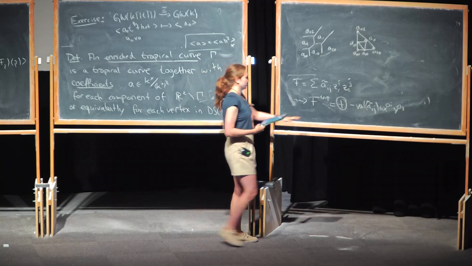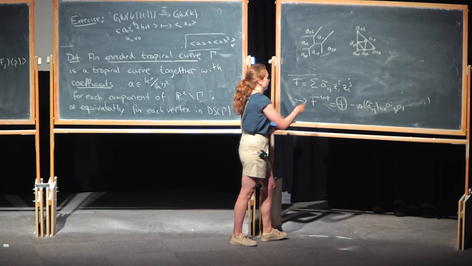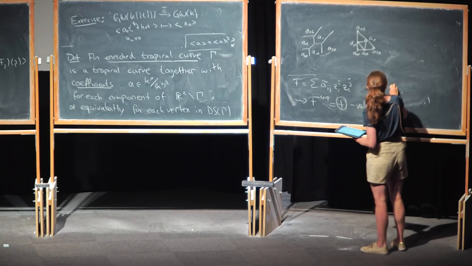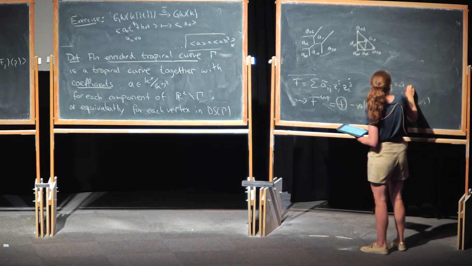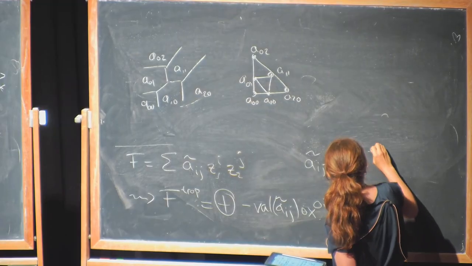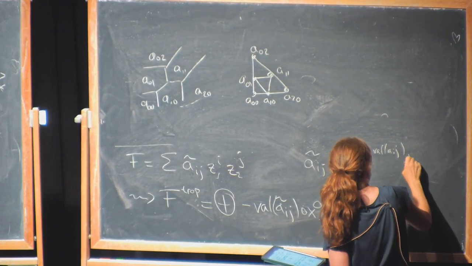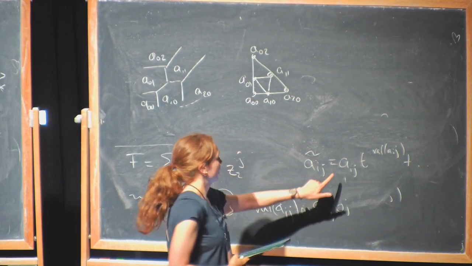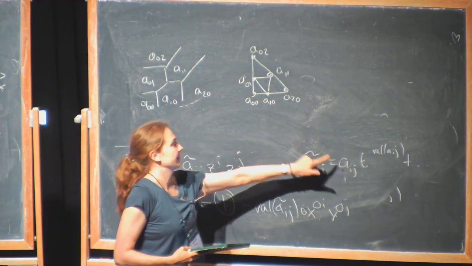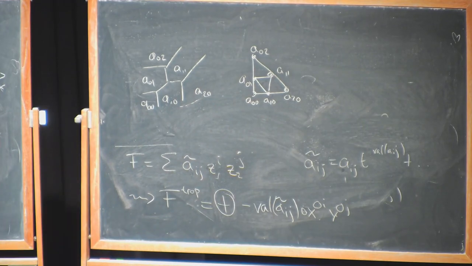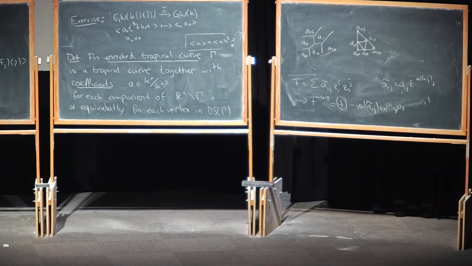But now, if I draw this tropical curve, I also want to remember these coefficients, but only the initial coefficients. So if I write this as a_ij t to the plus valuation of a_ij and higher order terms, I would assign this a_ij exactly to the a_ij as I wrote it here. Yes.